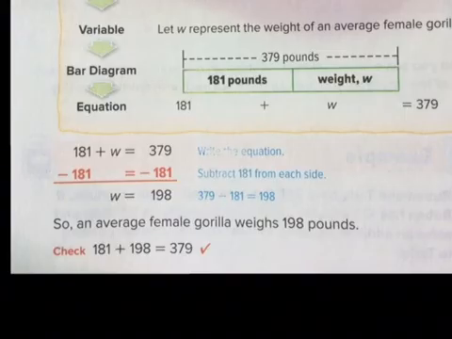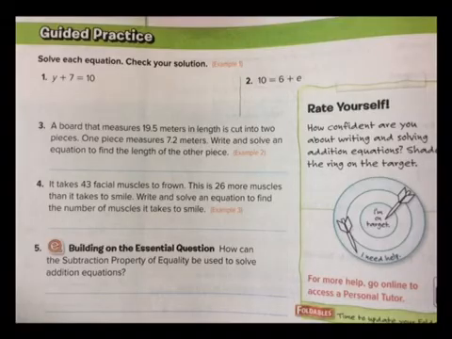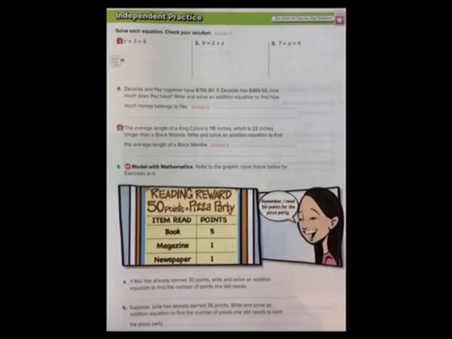And you can see that's essentially what they did down here. They wrote it the other way around, and they used a different variable. They used W instead of the F. But you subtract out the 181 from both sides, and you will get your average female gorilla weight, which is 198. Okay, please leave the guided practice for class.